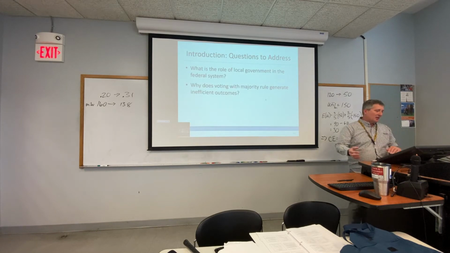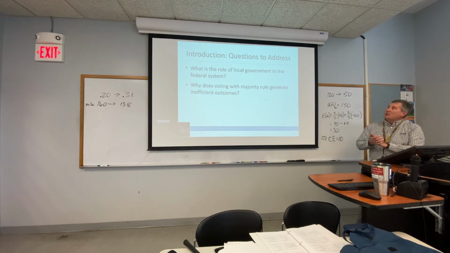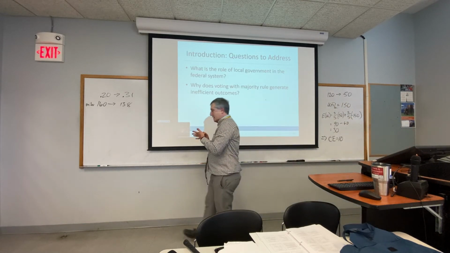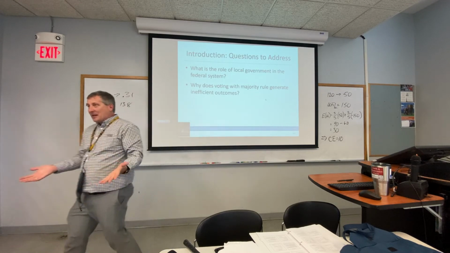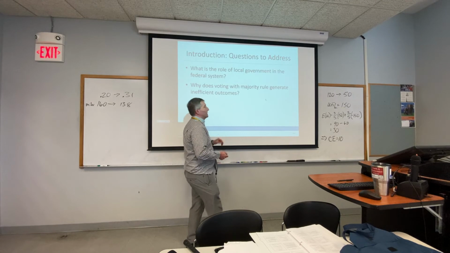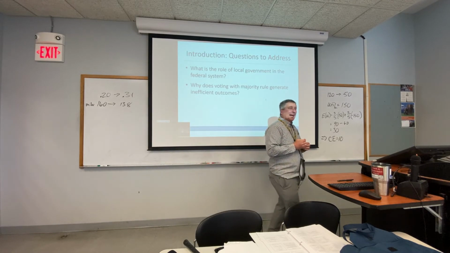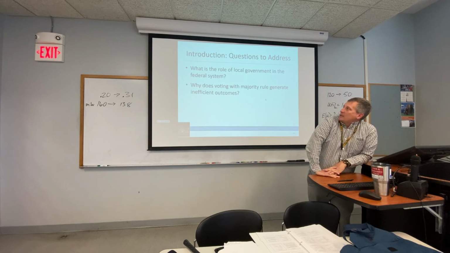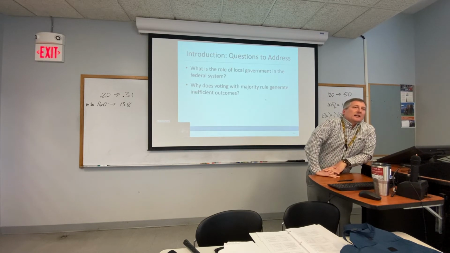All right, what's the role of local government in the federal system? Why does voting generate inefficient outcomes? Okay, so we've seen this already before in different ways, that voting doesn't always get us an efficient outcome. Why? What are some things that come to mind with the way public goods go that we don't get efficient outcomes? Who gets screwed in a democracy?